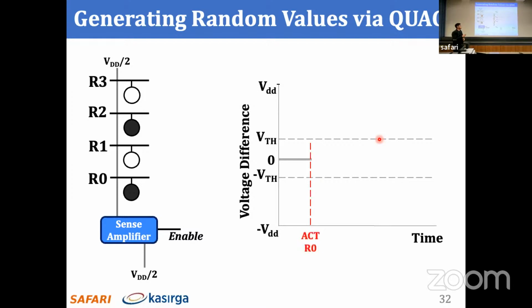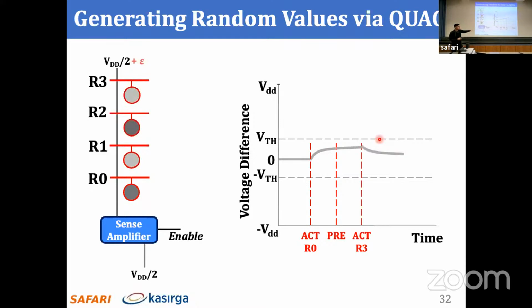We call it the ready-to-sense voltage. So now we will send an activate command to row 0. This will enable the access transistor on this word line, and the cell will share its charge with the bit line. We send the pre-charge command shortly after, so that the sense amplifier has not yet enabled itself.